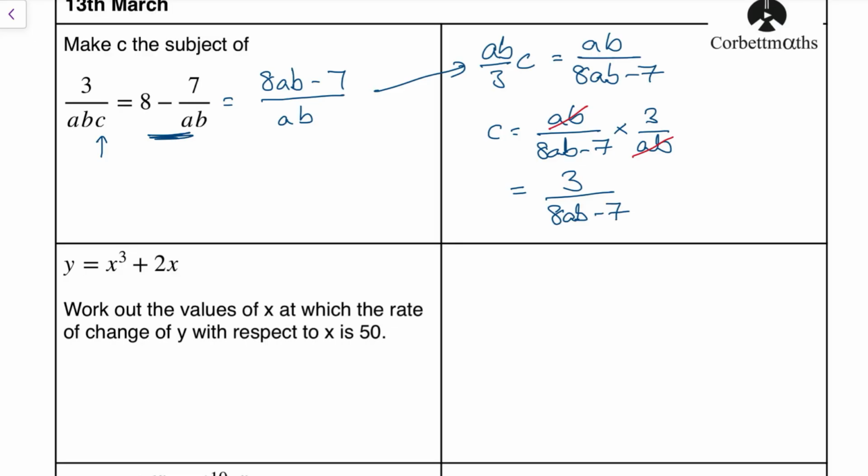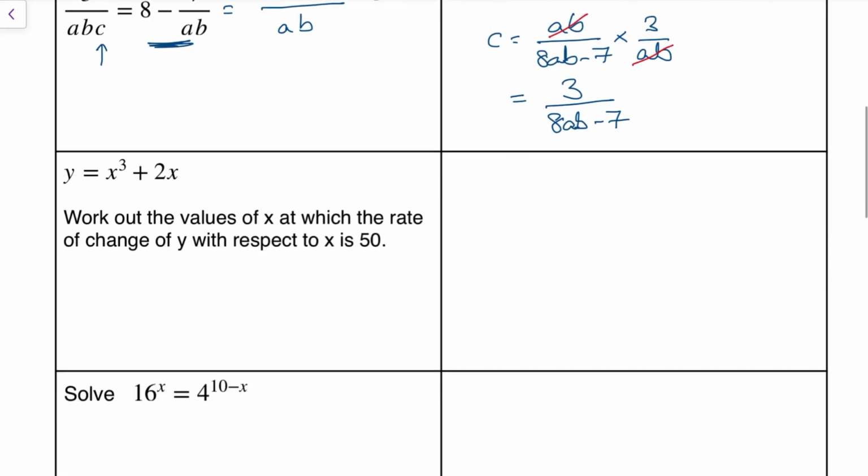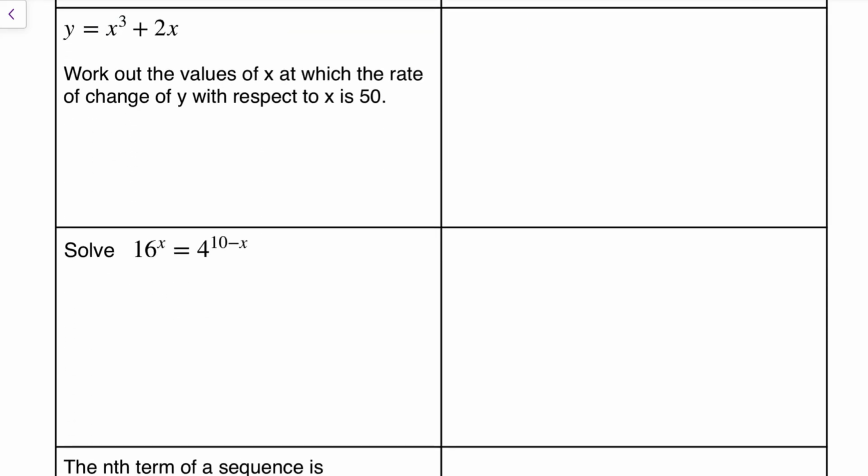And I'm having a quick look just to check I'm happy with it. Yeah, that's my final answer. I'm happy with the cancelling. I'm happy with the 3. Yeah, I'm good with that. Done. Next question.